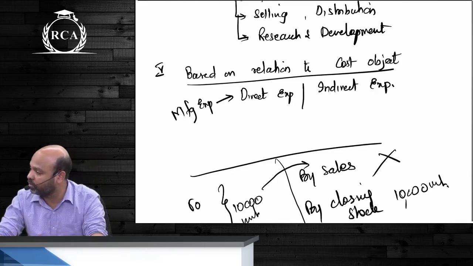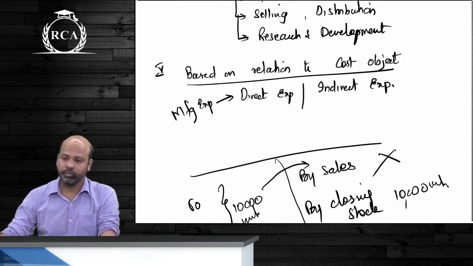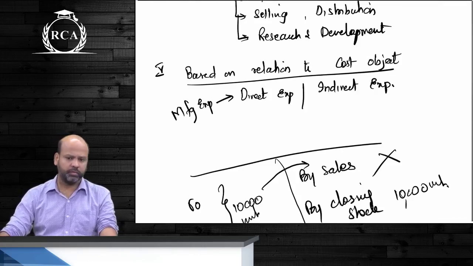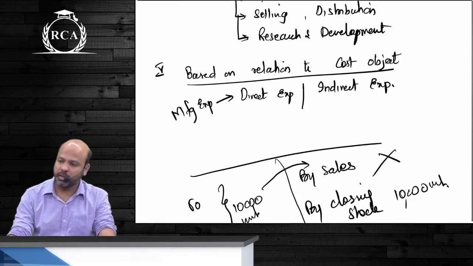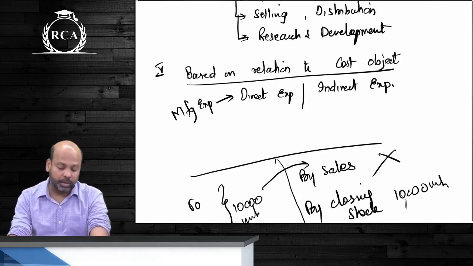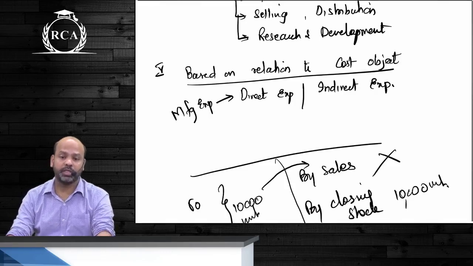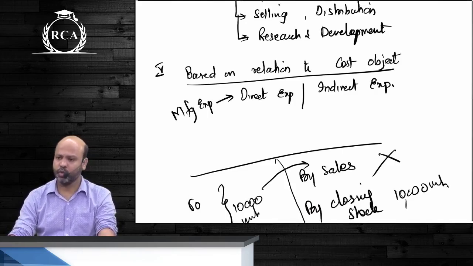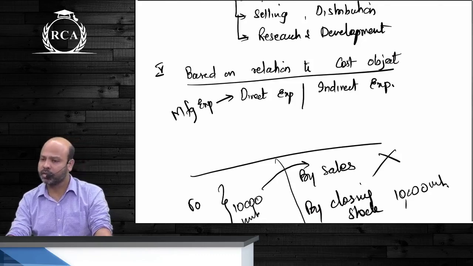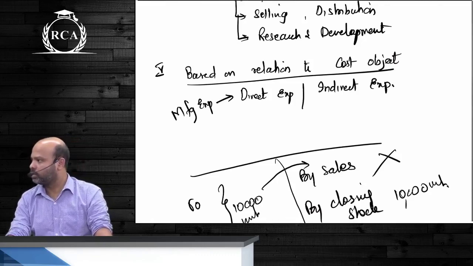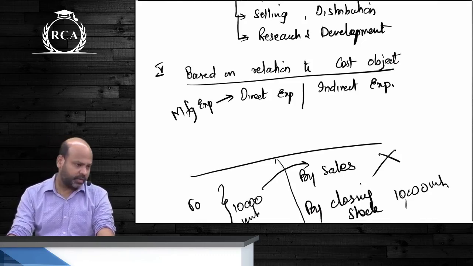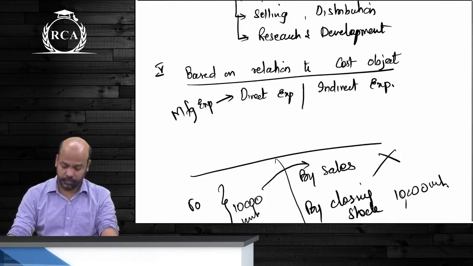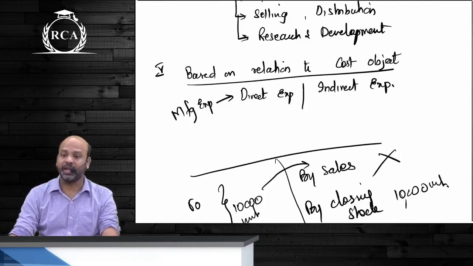Next, all other manufacturing expenses which are commonly incurred for multiple products will be termed as indirect expenses.